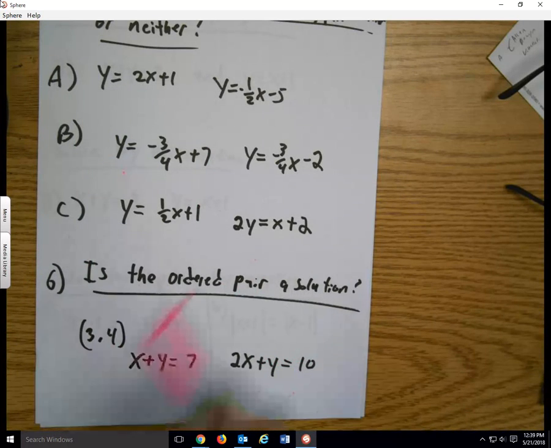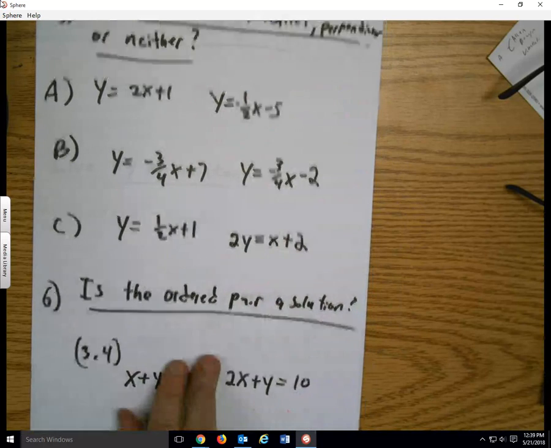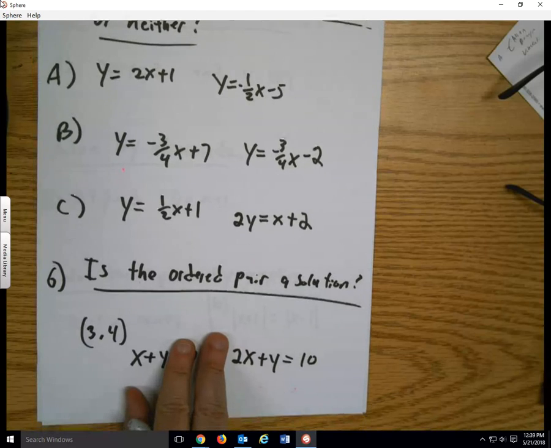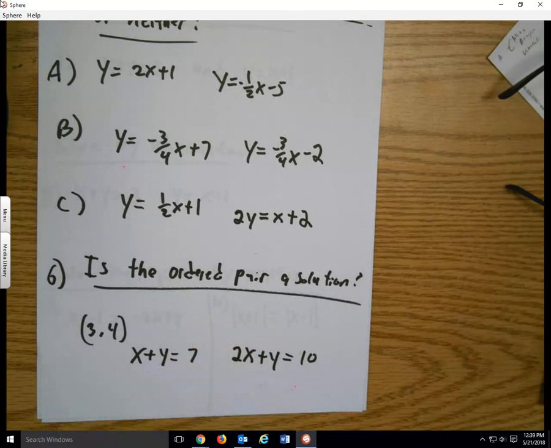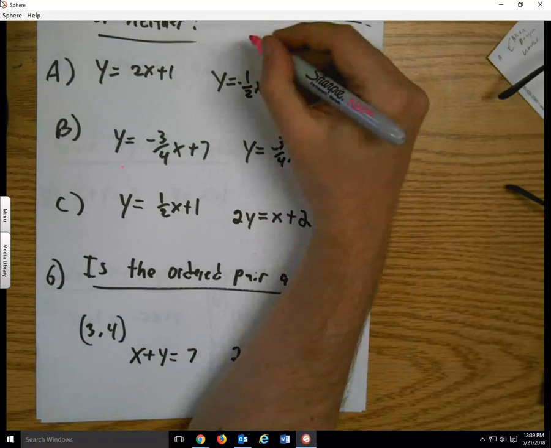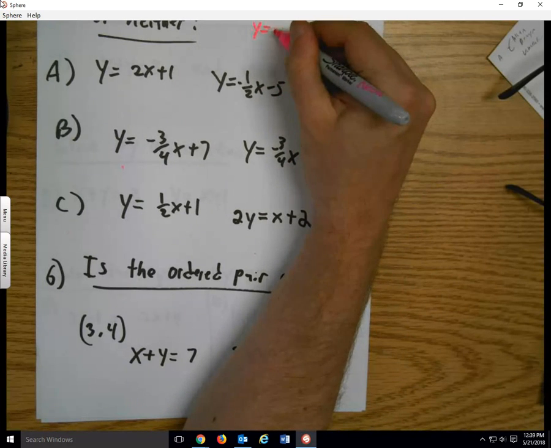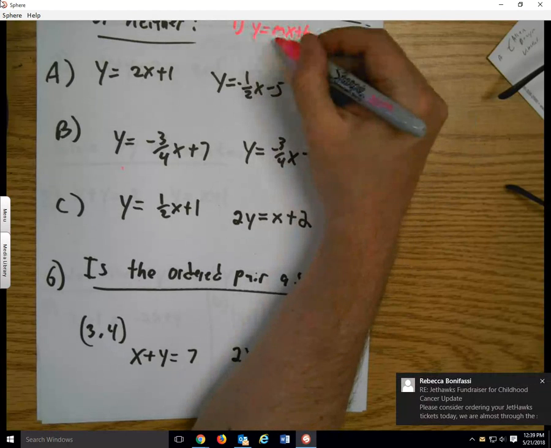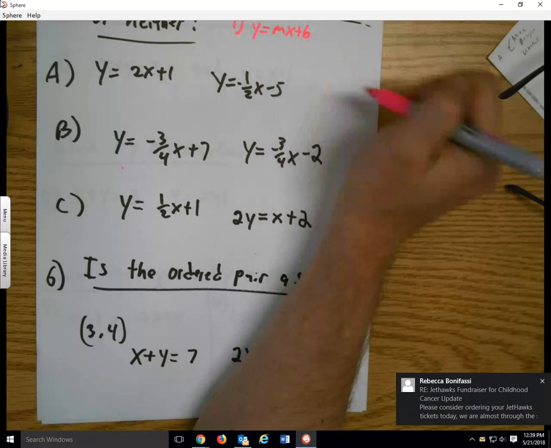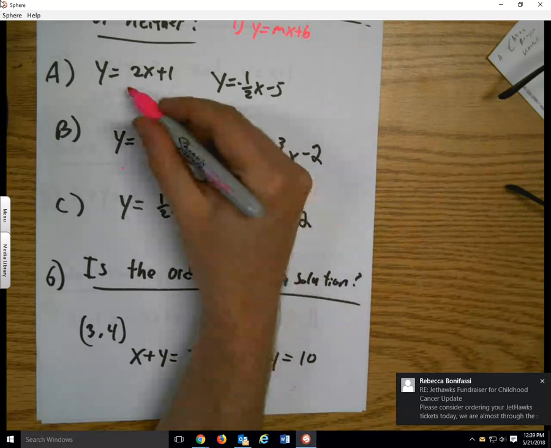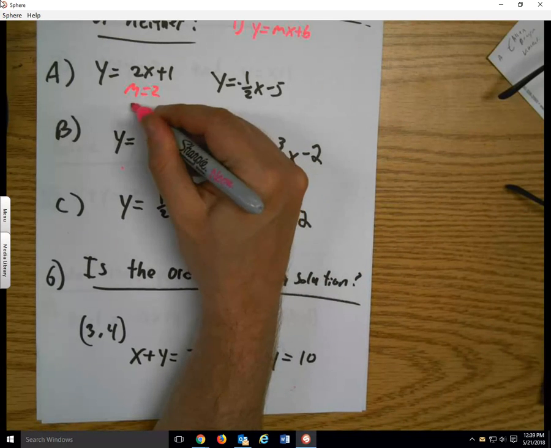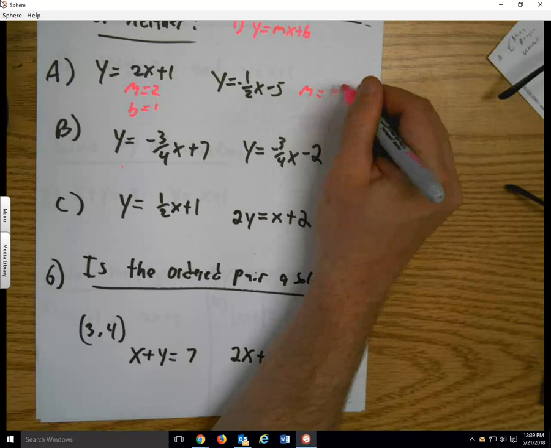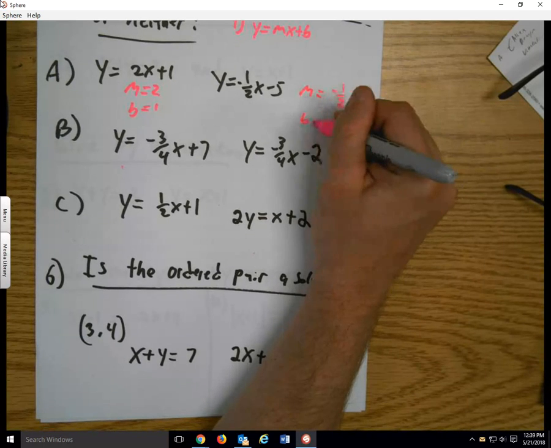Are these lines parallel, perpendicular, or neither? Let's look at the first one here. And really, if you have it in slope-intercept form, the y equals mx plus b, first it has to be in that form, then all you have to do is look at the m's and the b's to answer this question. For instance, the m on this one is a 2 and the b is a 1. The m on this one is a negative 1 over 2 and the b is a negative 5.